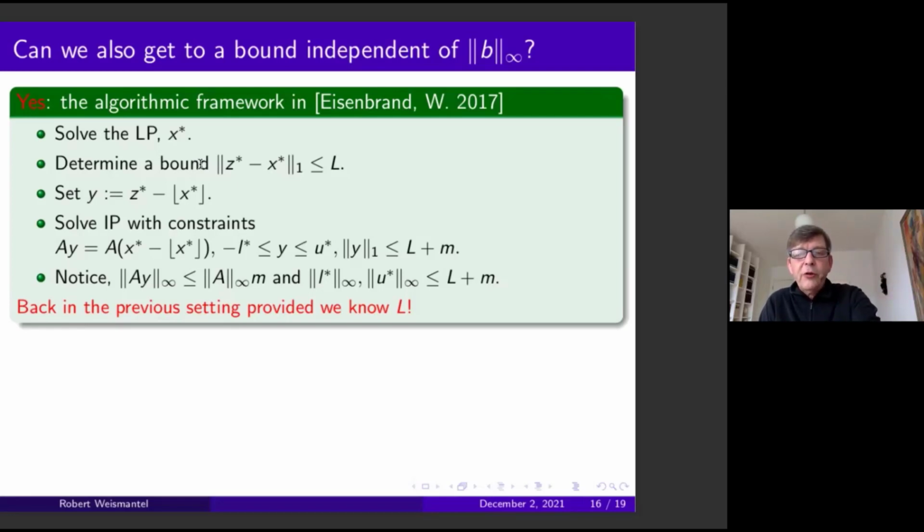And you update the corresponding lower and upper bounds. And you know that in total, your bound on the L1 norm is at most capital L. This is this proximity bound plus little m, and that comes from these fractional variables. And so you are back in the previous setting. So now you can apply the machinery that you know works when B is small. And that's really the key.